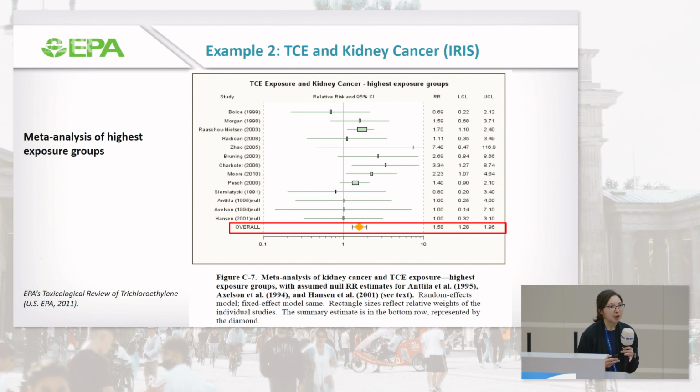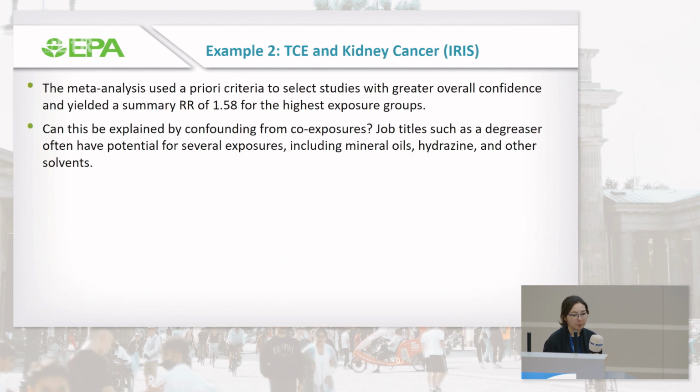So now I'm moving on to show the similar type of analysis that was done by the IRIS program for the 2011 TCE review. This is a forest plot, and a summary relative risk estimate from a meta-analysis. And I just want to point out that meta-analysis is not in itself triangulation. It's just a way of bringing together strength across studies. So we show that here.